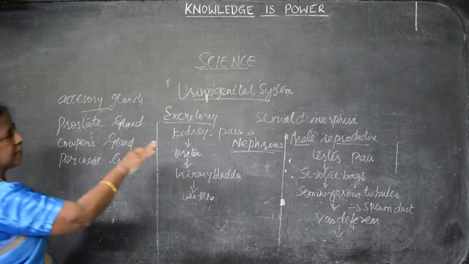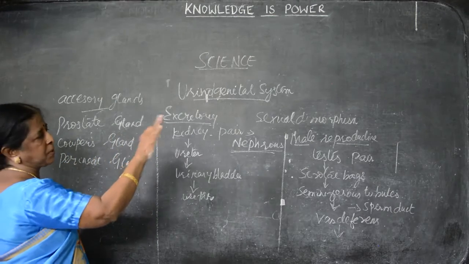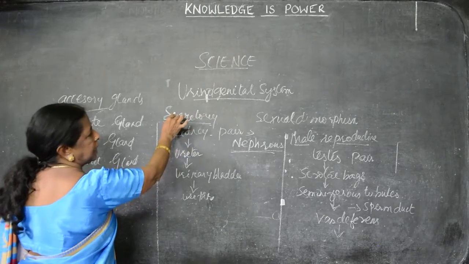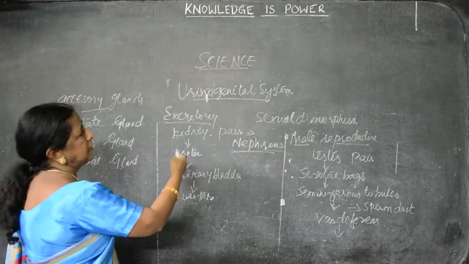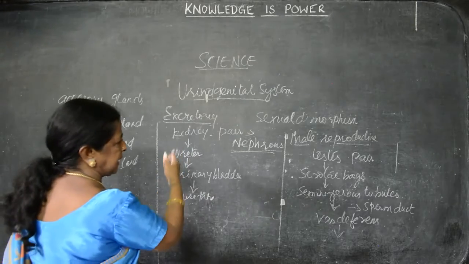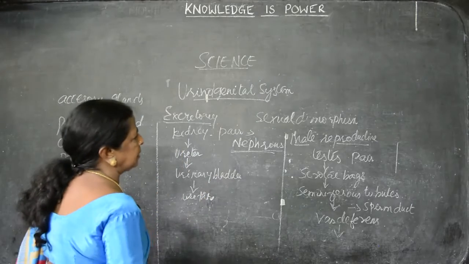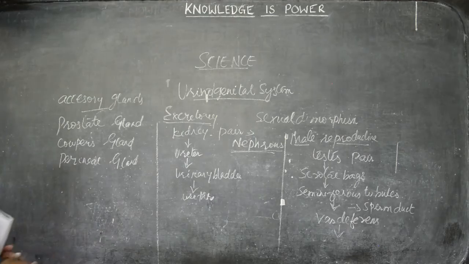This is the excretory system and urinogenital system together, that is, excretion and reproduction are both combined, fused together. This is urinogenital. We have already seen what is excretory and what parts are present in the male reproductive system. Let us go for the female reproductive organ.